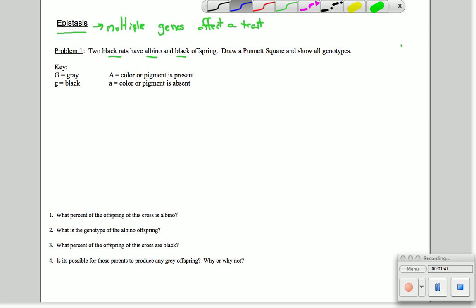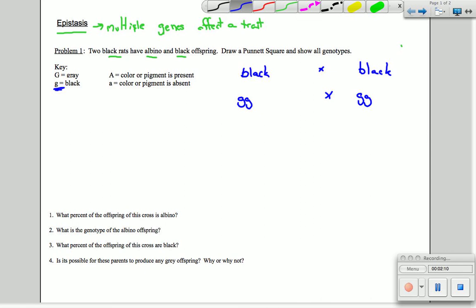So let's consider what we know. In this problem, we know that we have 2 black rats. So I have a black rat and a black rat. What do I know about black? I know from my key that being black is recessive. So the only way they can have a black genotype is to have little g, little g.